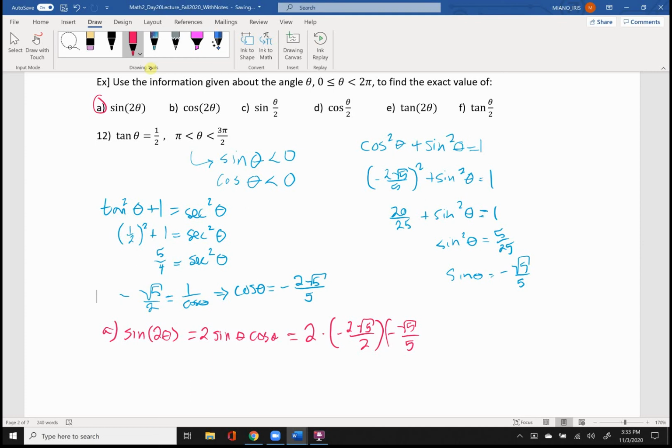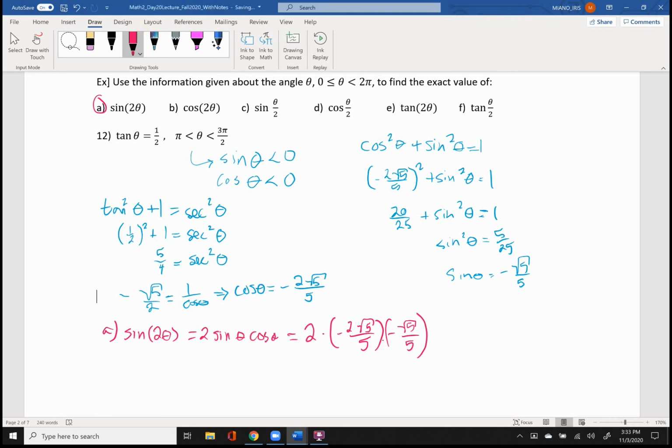Sorry, that's supposed to be a 5 down here. Let me correct that. Okay, so sorry, technically this is the cosine and this is the sine. I switched them here on accident, but it's okay. I'm closely following my notes, and I happen to do that in my notes.